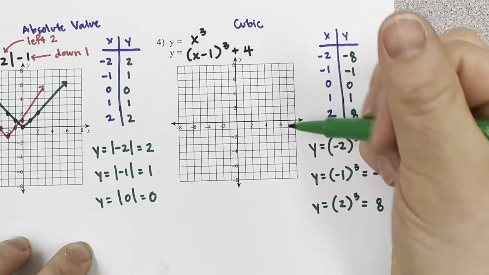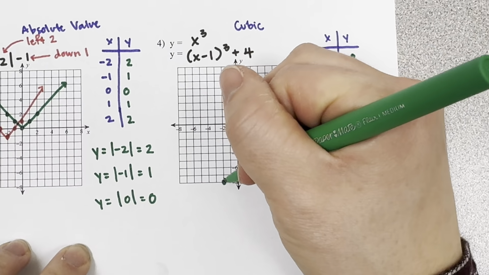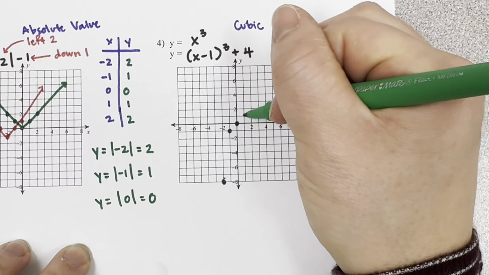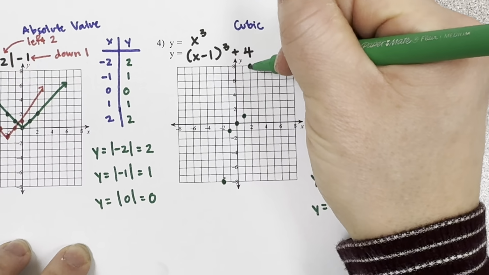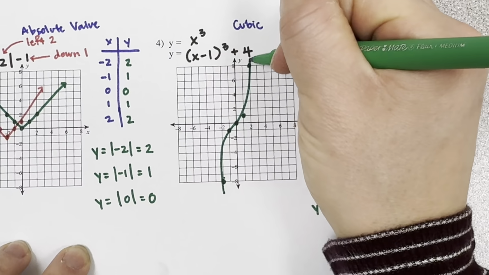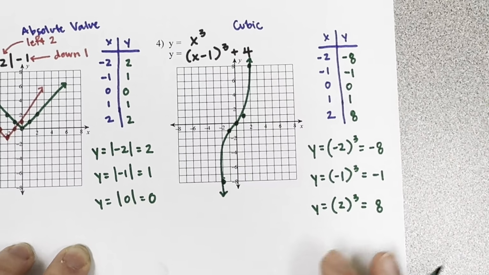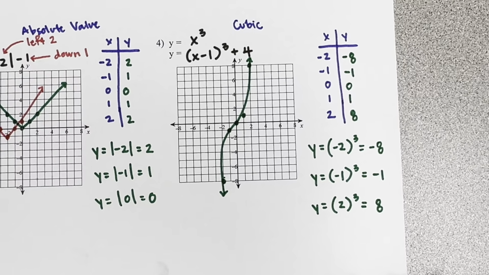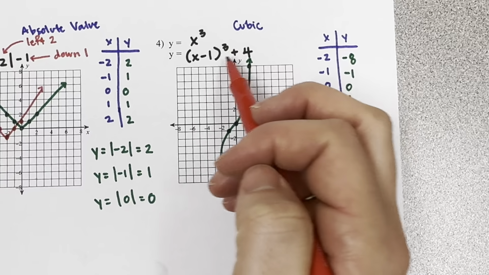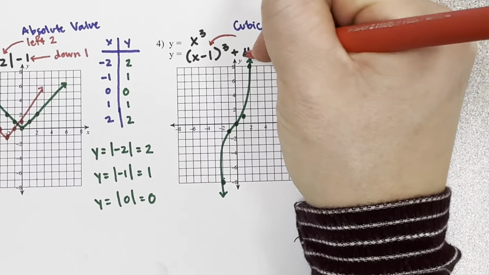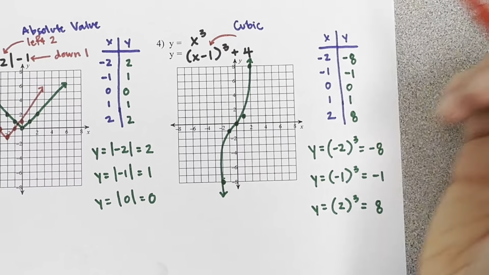Let's go ahead and graph this. So I have -2 down to -8, right there. -1, -1, 0, 0, 1, 1, and 2, +8. There is my parent function. Now let's see how the transformed function wants us to move these coordinate points. Again, I have 2 transformations here: something on the inside and something on the outside.